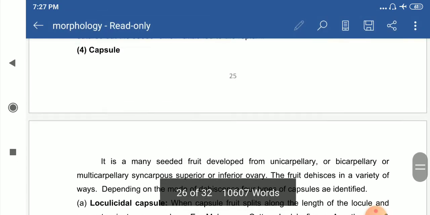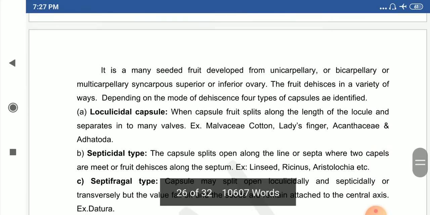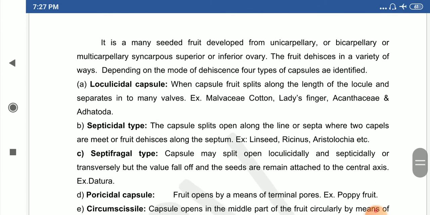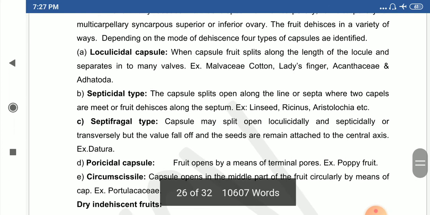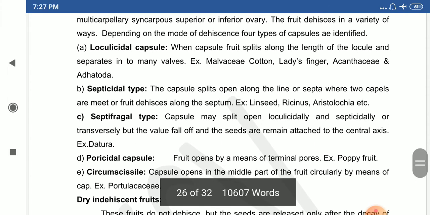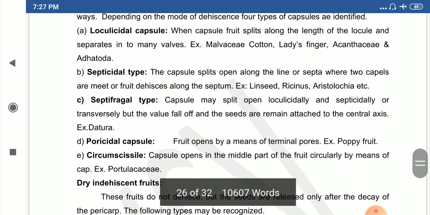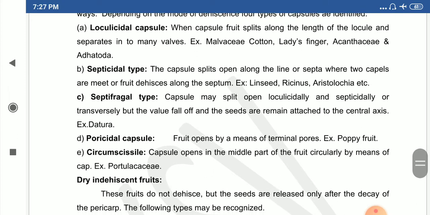For the capsule, the example is lady's finger. The next one is loculicidal. There are different types of capsules: septicidal, loculicidal and septifragal, based on the way in which they get dispersed.